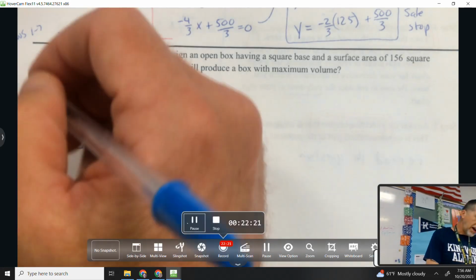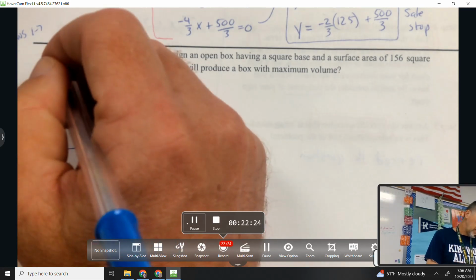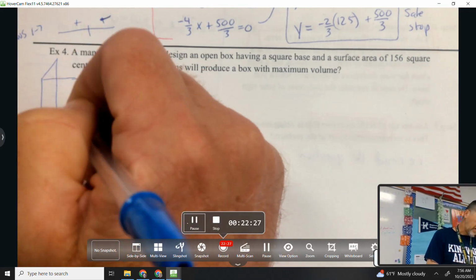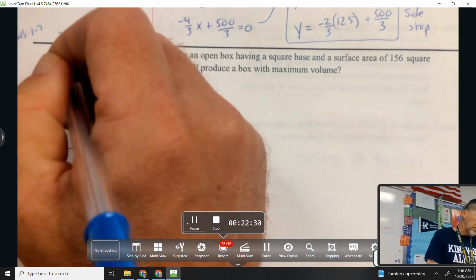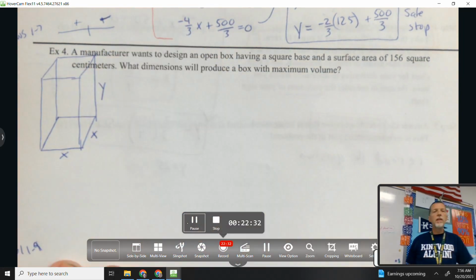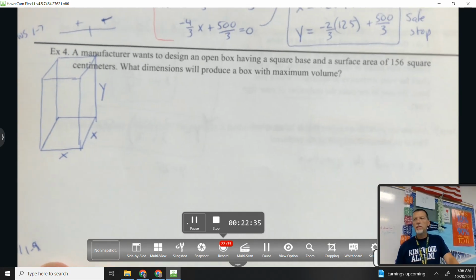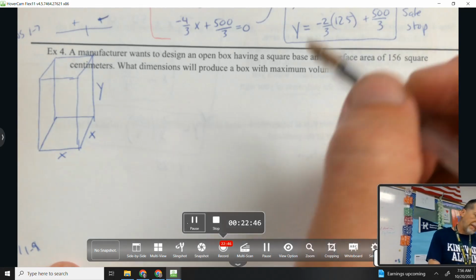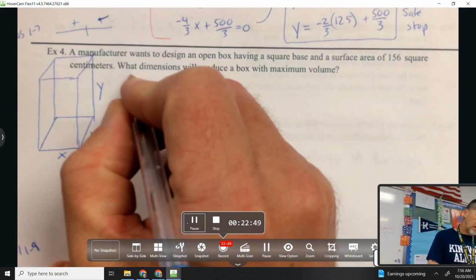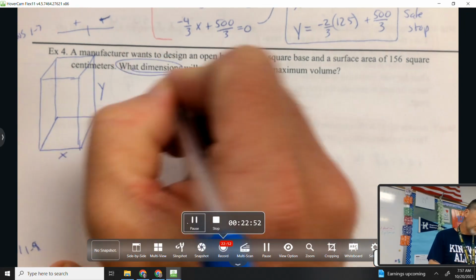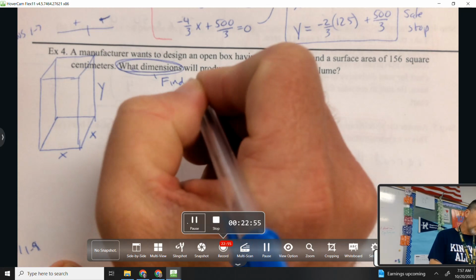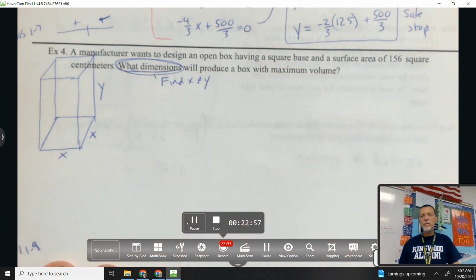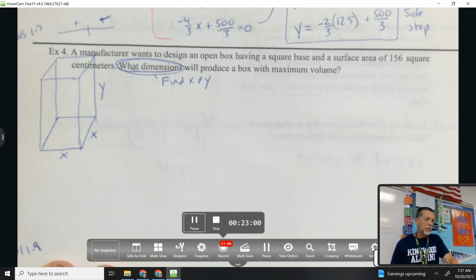And then my height, I don't know what the height is. I'm sort of exaggerating that it's not x. I mean, I guess it might be x. We don't know what it is. Okay, what dimensions? So already I'm thinking, don't forget to find x and y. I'll probably find one of them before the other. Will produce a box with maximum volume.